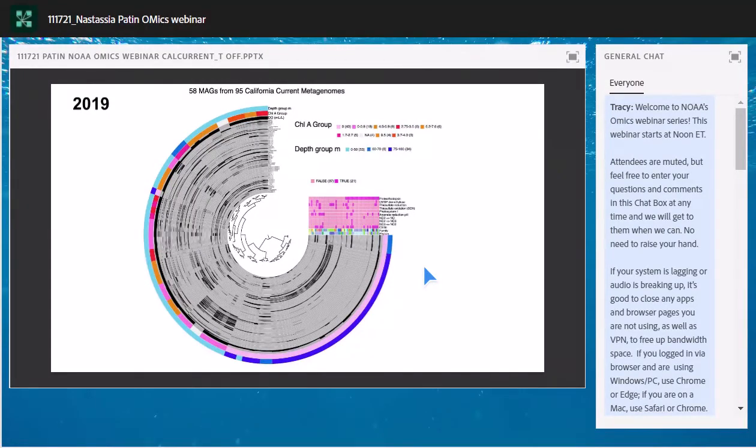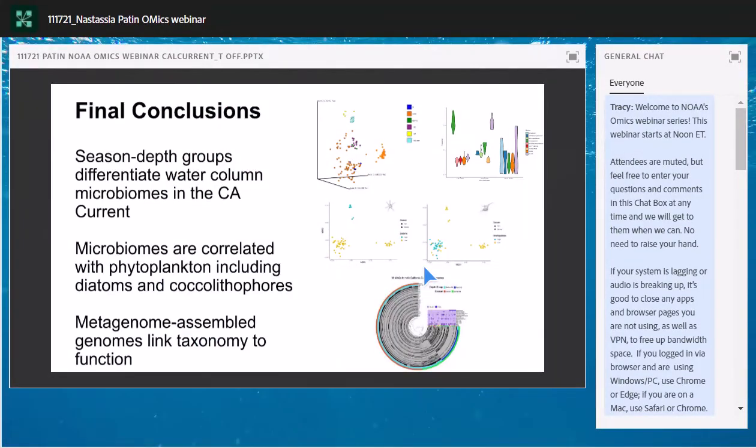And so our goal is to really start to integrate all of these metagenomic samples, all this information, and partition our water column samples by microbiomes, which can then be linked to phytoplankton and hopefully ultimately to higher organisms, including fish.